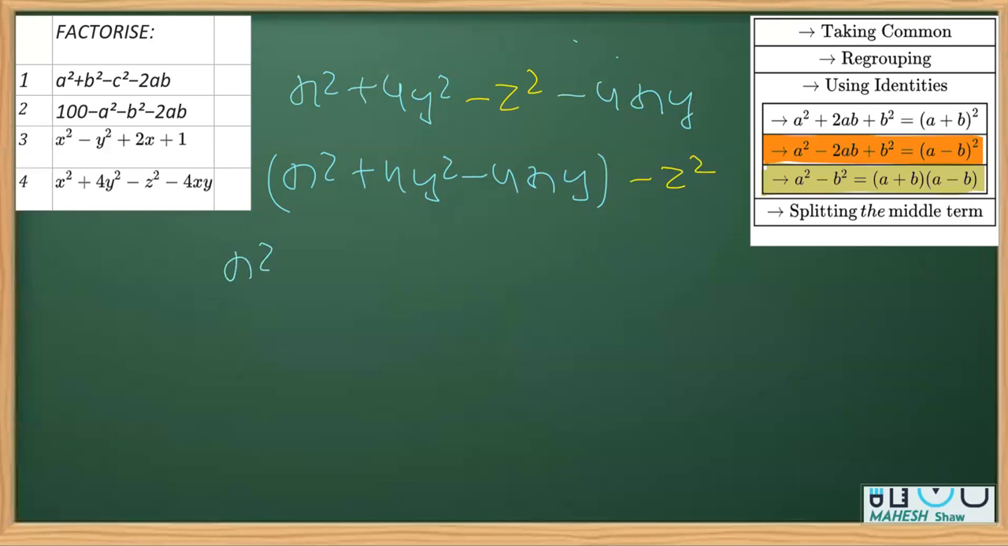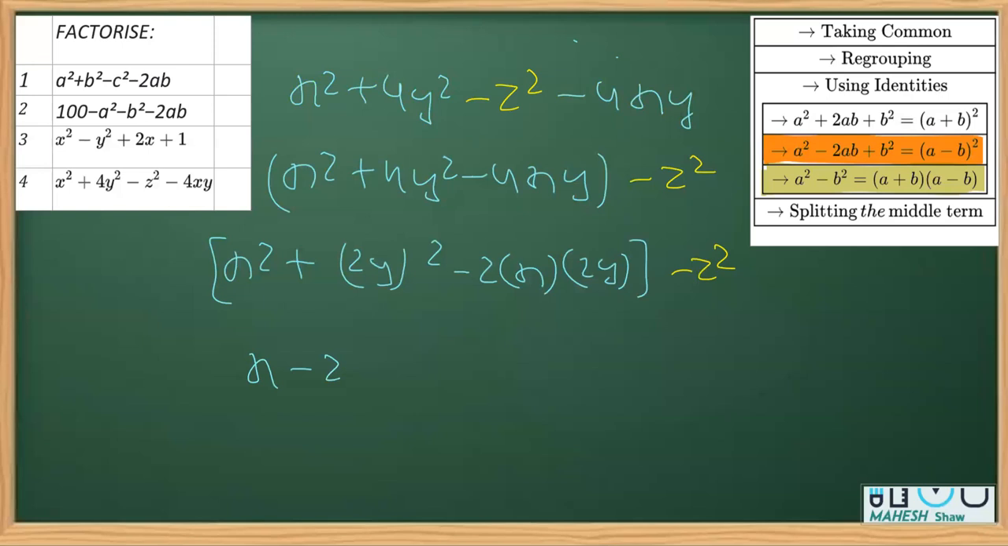Now simplifying it in the format of an identity, this is 2 times x and y. First I am writing this, right? This is 2y whole square. This is 2y whole square, and then minus 2 terms, the first term and the second term, which is 2y, inside a bracket, and then writing minus z square. So this becomes x minus 2y the whole square, and then minus z square.